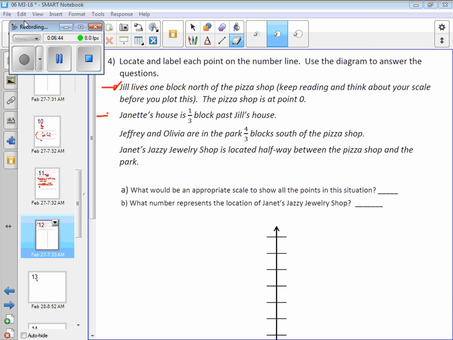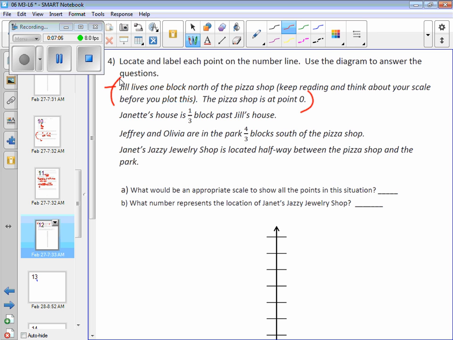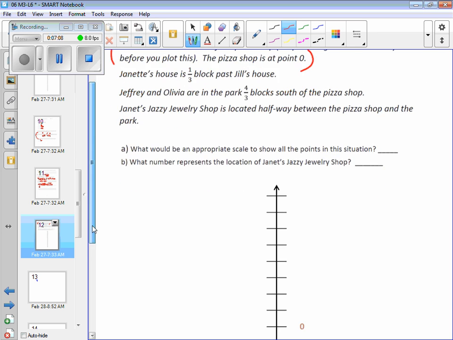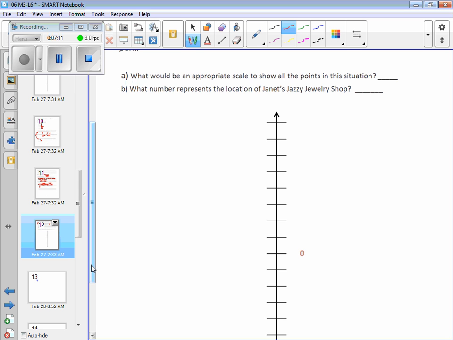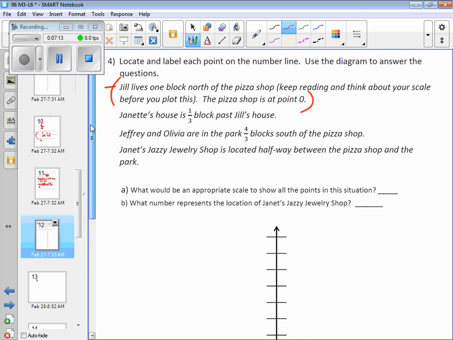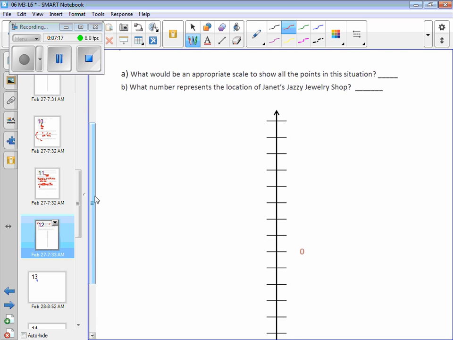When you read the first statement, which is this: Jill lives 1 block north of the pizza shop. It says, keep reading and think about your scale before you plot this. They kind of want you to read everything before doing anything. You really cannot do this yet because you're not going to know what the fractional value is for each line. The only thing that we know from this first statement is the pizza shop is at 0. So that I could put in.